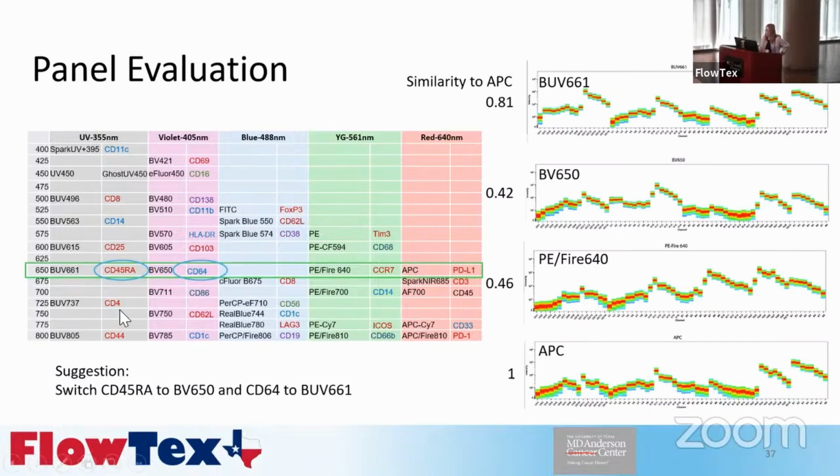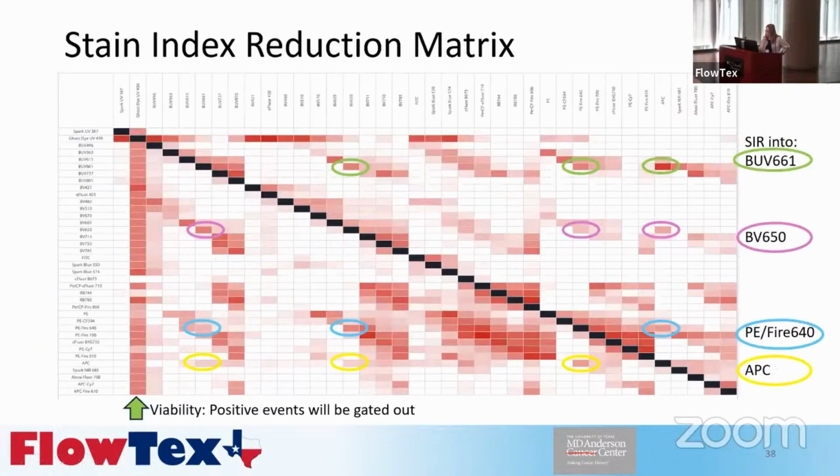So I'm going to look at this and I'm going to say, okay, I don't want to have two T cell markers here on BUV661 and PDL1. Instead, I want to maybe swap these two and have a myeloid marker that's only on myeloid cells in that noisy BUV661 channel. So I'm going to swap those two. It's not going to change anything as far as my similarity matrix, but it is going to give me a stain index reduction matrix that is going to be significantly better based on what I know is going to be positive and negative.